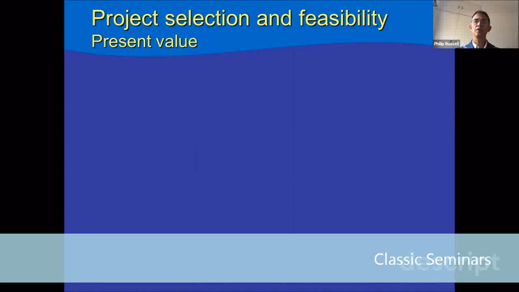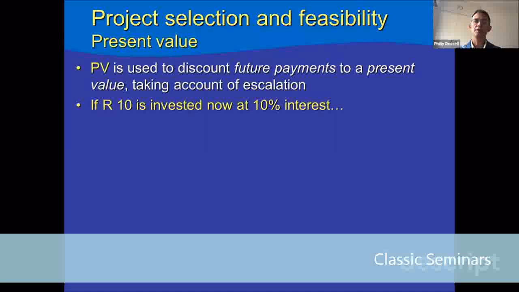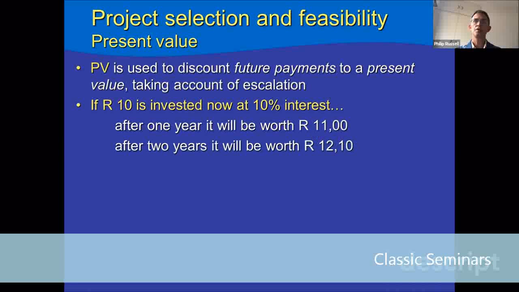Project selection and feasibility includes an understanding of some of these basic mathematical formulae and equations. We're going to be looking firstly at present value. So present value is used to discount future payments to a present value, taking into account escalation. So if we have 10 Rand and we invest it now at a 10% interest, then in 1 year from now, we'll have 11 Rand. Okay, after 2 years, we'll have 12 Rand and 10 cents. Why 12 Rand and 10 cents? Because 10% of 11 is 1 Rand 10, which added on to 11 will give us 12 Rand and 10 cents.